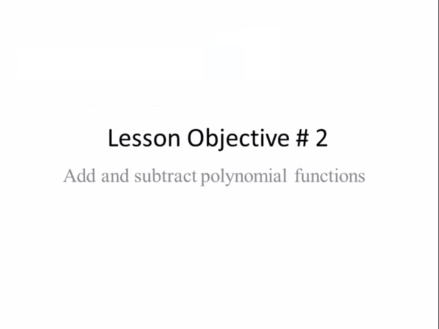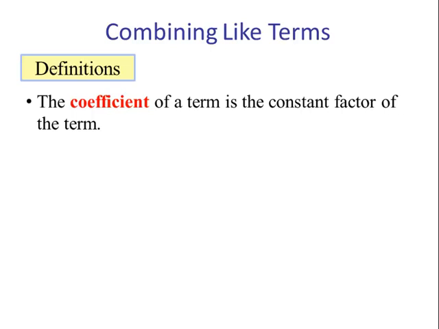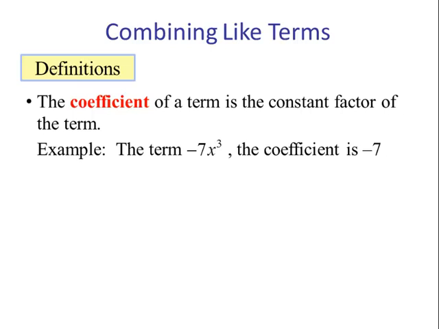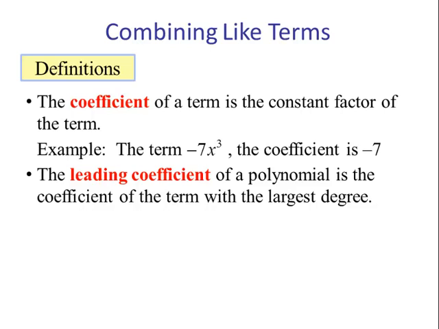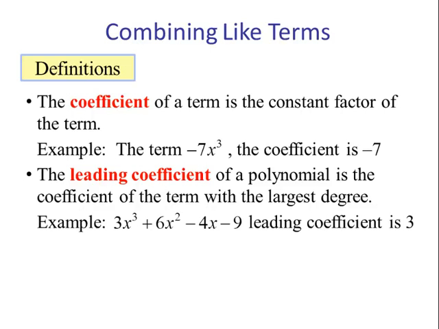Lesson objective. Combining like terms. Definitions. The coefficient of a term is the constant factor of the term. If you recall, constant just means number. Example, the term negative 7x cubed has coefficient negative 7. The leading coefficient of a polynomial is the coefficient of the term with the largest degree. Example, 3x cubed plus 6x squared minus 4x minus 9. The leading coefficient is 3 because this term has the largest degree.